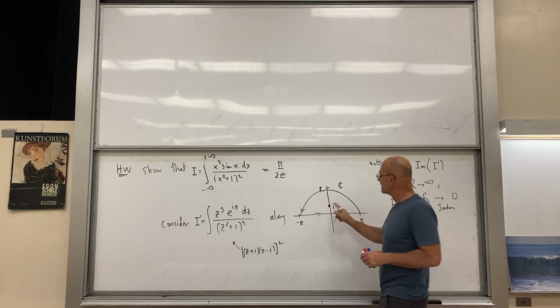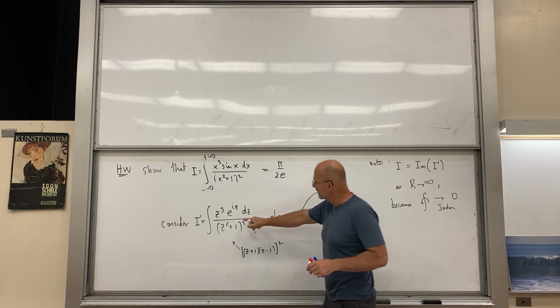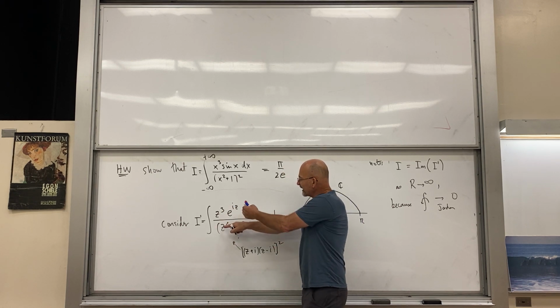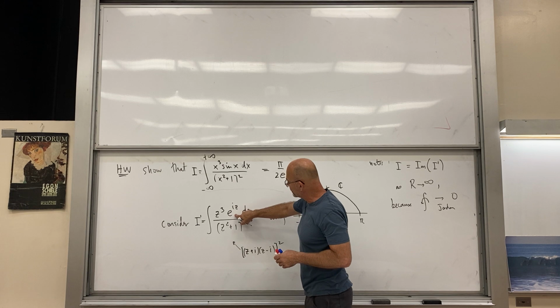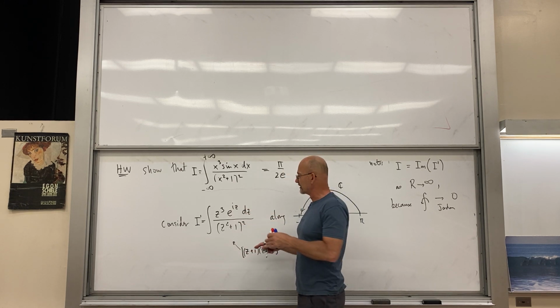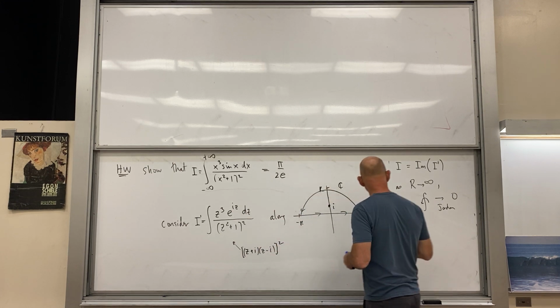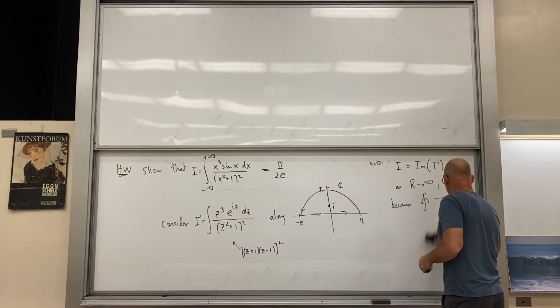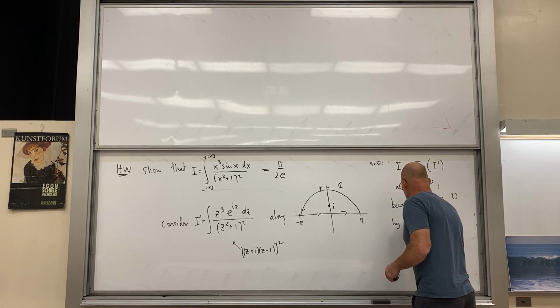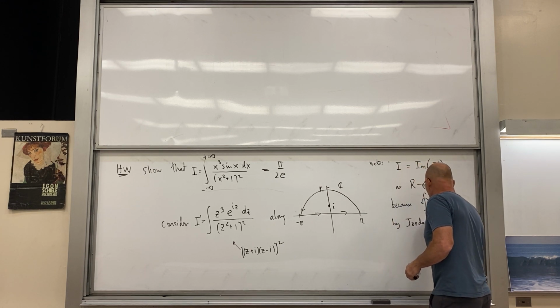Jordan's lemma tells us this upper arc goes to 0 because we have z to the third over z to the fourth, so we have something that vanishes, and we know that this one can be approximated in the limit as equal to pi, the magnitude equal to pi. So Jordan's lemma, by Jordan's lemma. So look up Jordan's lemma again.